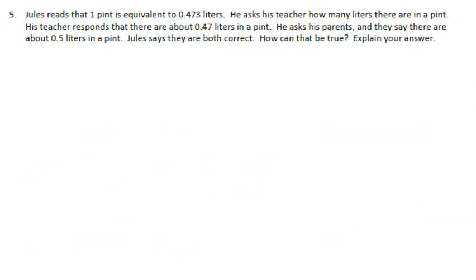Number 5. Jules reads that 1 pint is equivalent to 473 thousandths liters. He asks the teacher how many liters there are in a pint. His teacher responds there are about 0.47 liters in a pint. He asks his parents, and they say there are about 0.5 liters in a pint. Jules says they're both correct. How can that be true?